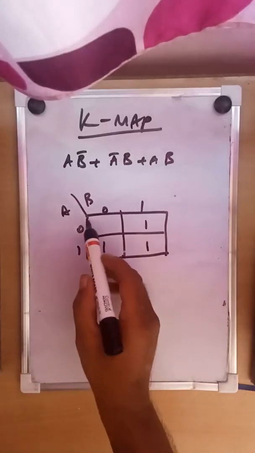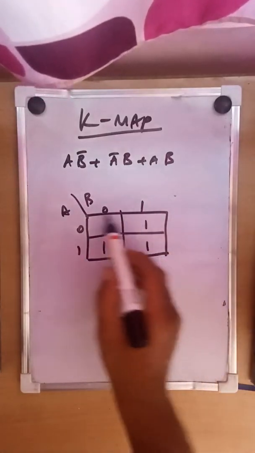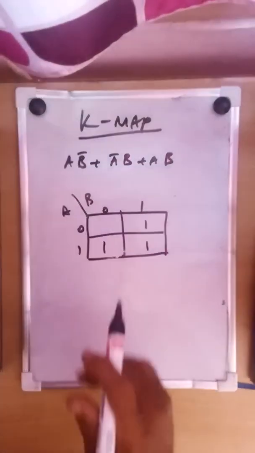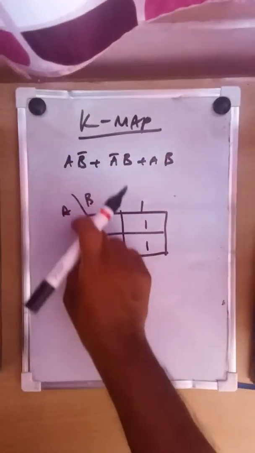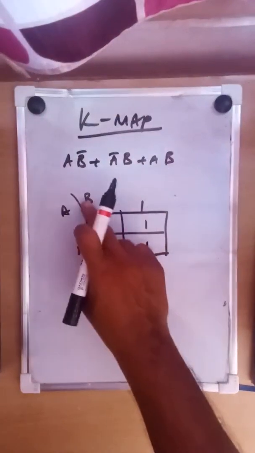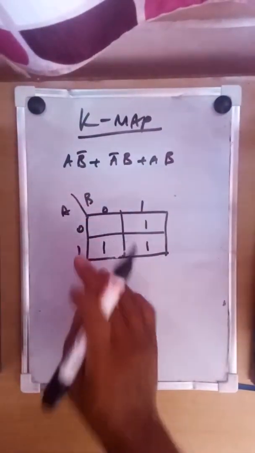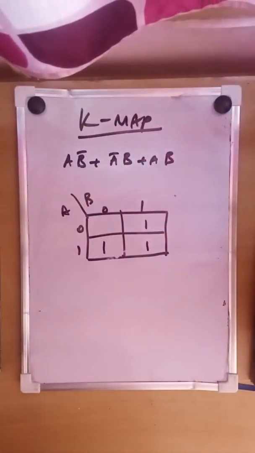So what is the rule of k map? This is how we can make the table. And 0 1 is A and B. This side is A, this side is B. B is 0 and 1, A is 0 and 1. This is the layout of the k map.